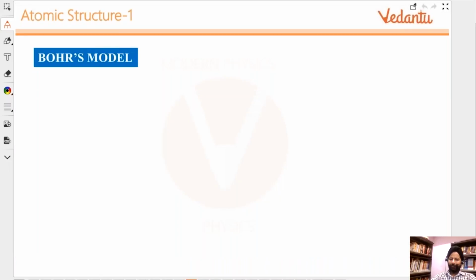Now comes Bohr's model. Bohr is giving us two postulates. Postulates are basically statements that you make without giving any proof. These are the statements I'm making, and everything else in the theory is based on these two postulates. If you ask me to prove them, I cannot. You have to take them as true for granted, and then you move on to read the theory.